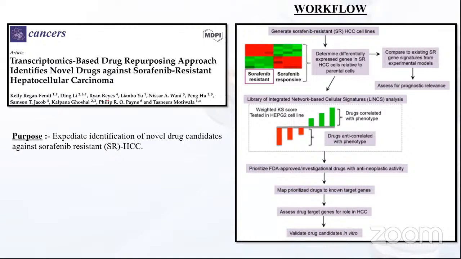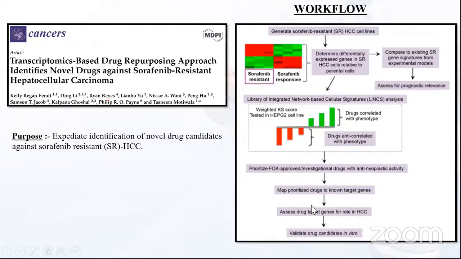They were assessed for prognostic significance, and queries were made against gene expression signatures characterizing drug perturbation in the HepG2 cell line in the LINCS database. LINCS stands for Library of Integrated Network-Based Cellular Signatures. The LINCS database provides connectivity scores, which were calculated by the rank-based non-parametric weighted Kolmogorov-Smirnov statistic, and drugs with negative connectivity scores, that is anti-correlated, are hypothesized to reverse the HCC sorafenib resistance gene signature.